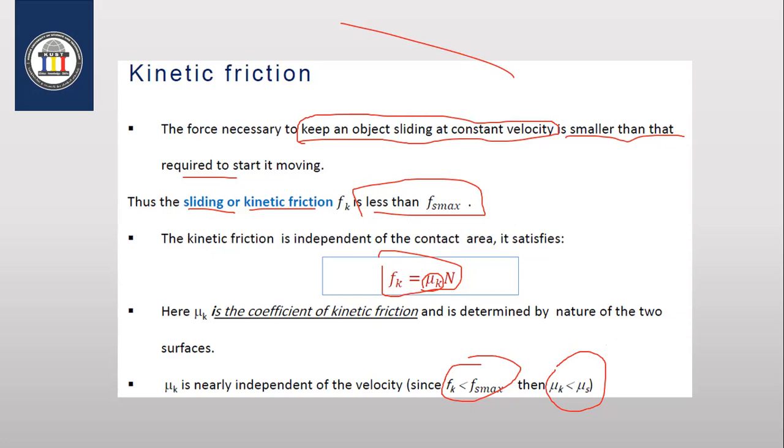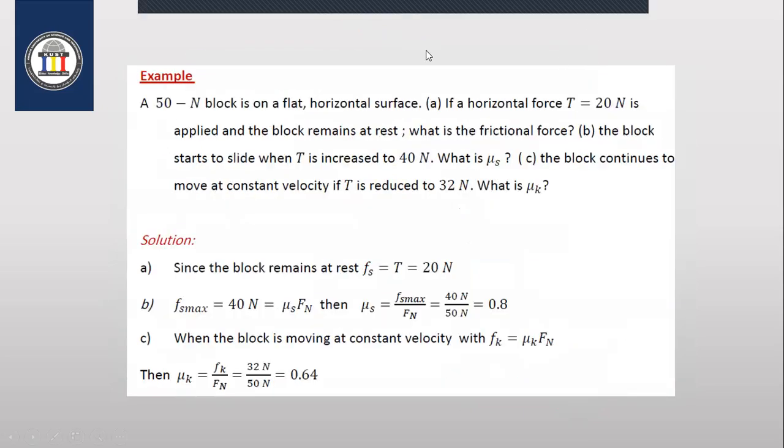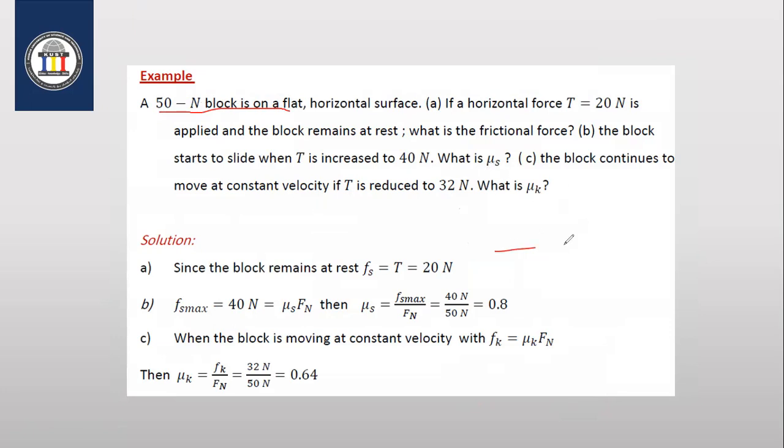All right. Now, what do we have? We have an example: a 50 Newton block on a flat surface. So you have a flat surface, and you have a block on it. And the normal force is the same in amount as the weight of the block. So N, or Fn, equals what? Equals 50 Newton.